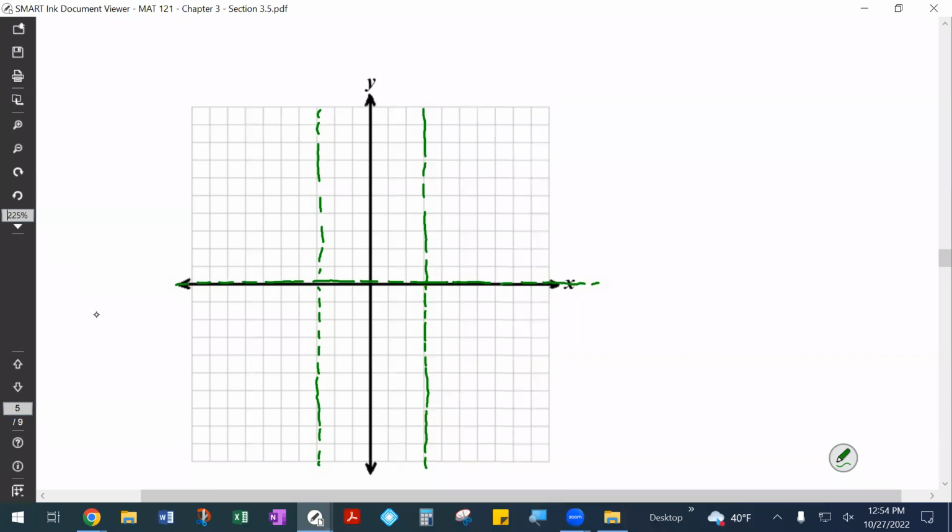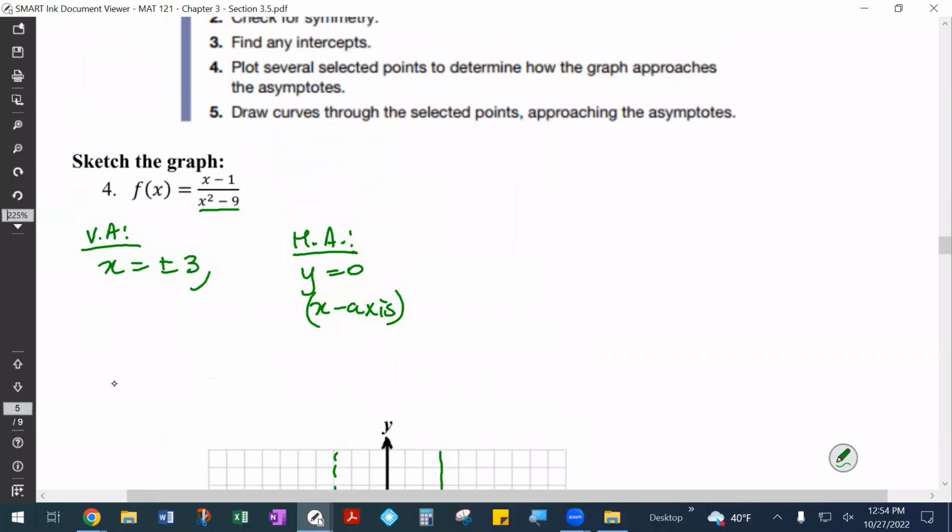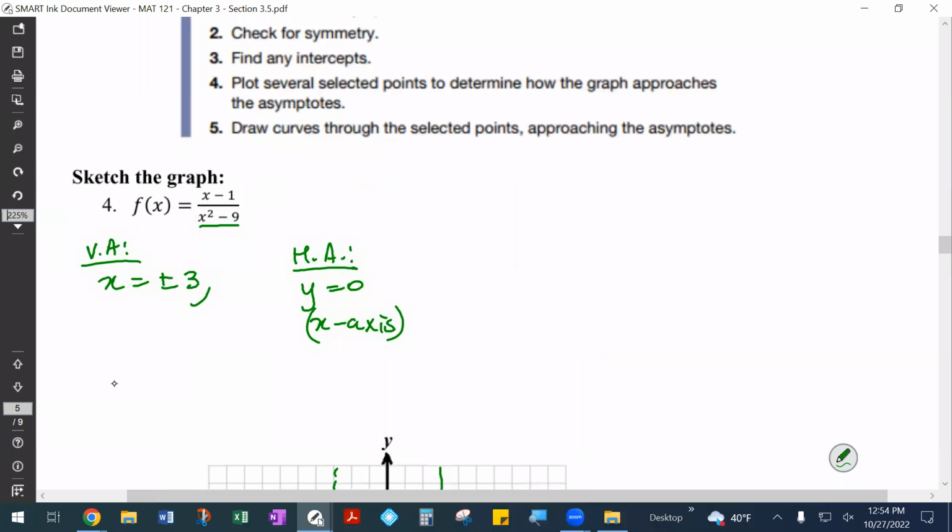And then this is where we would get into symmetry, which this function really doesn't have. You can see my numerator is neither, my denominator is actually even, but again there would really be no symmetry in this case. So the only thing you could then do is find x and y intercepts and use that to graph.